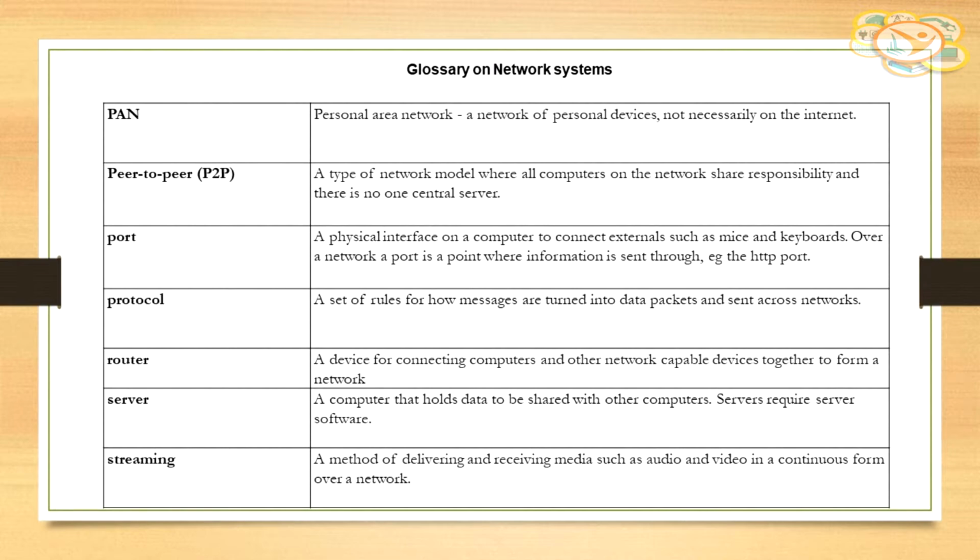Peer-to-peer, a type of network model where all computers on the network share responsibility and there is no one central server. Port, a physical interface on a computer to connect externals such as mice and keyboards. Over a network, a port is a point where information is sent through, for example, the HTTP port. Protocol, a set of rules for how messages are turned into data packets and sent across networks.